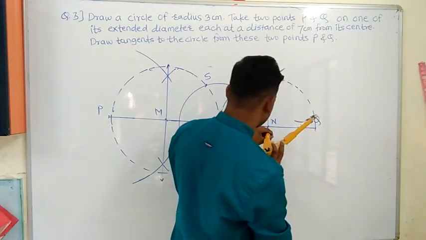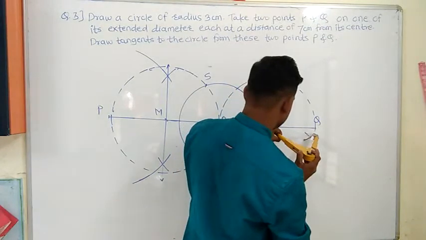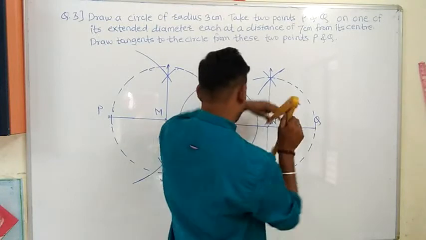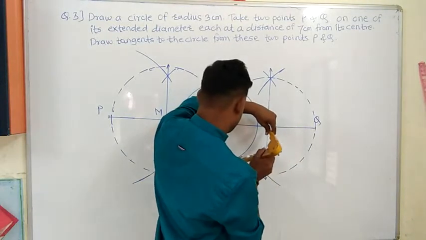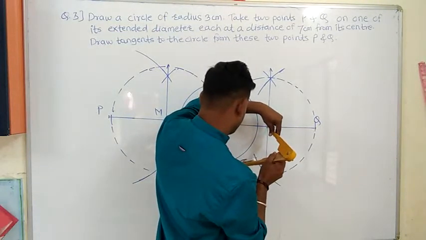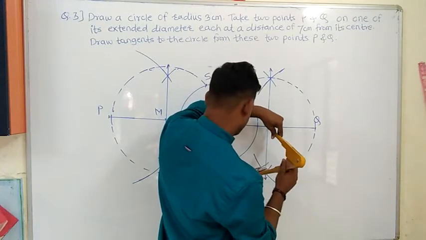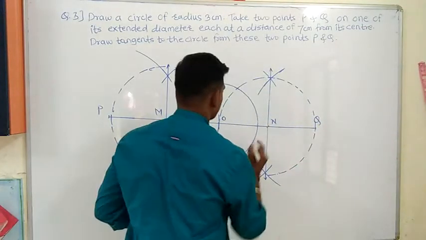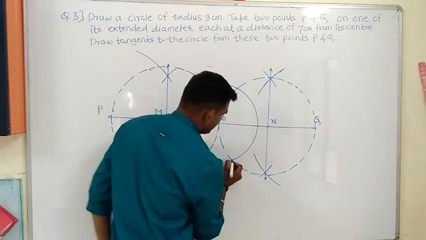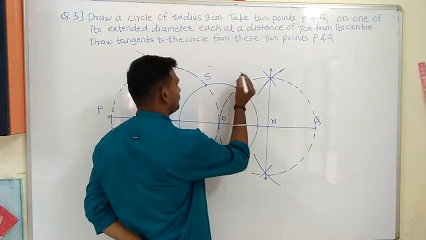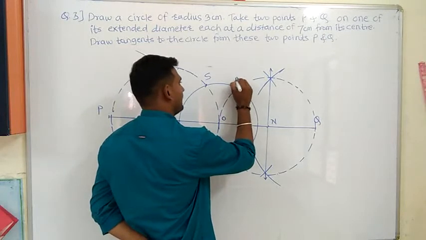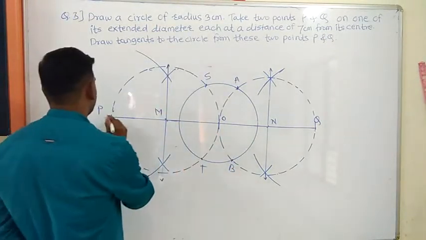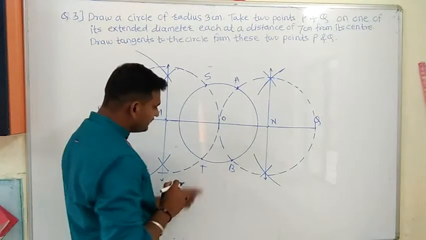See here, I got a circle. And now, where these two circles intersect, these 2 points, I will name them A and B.